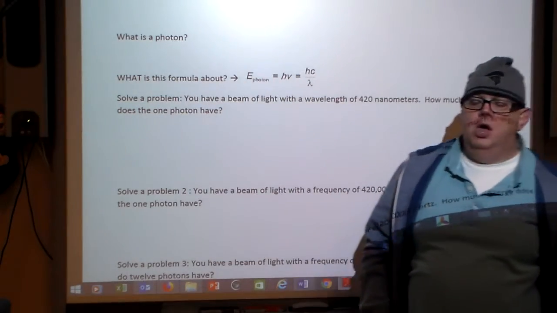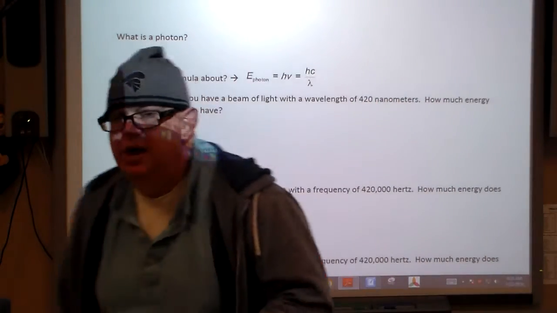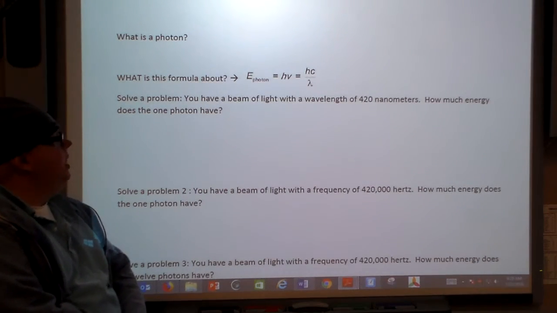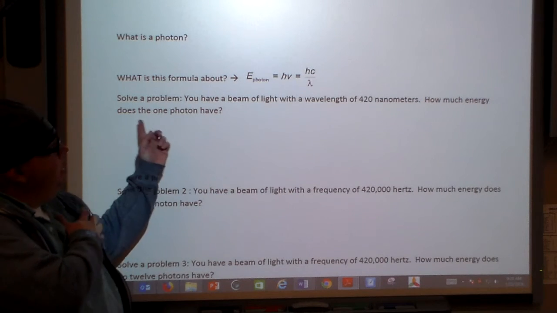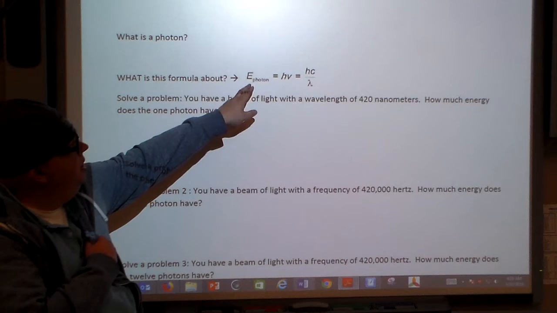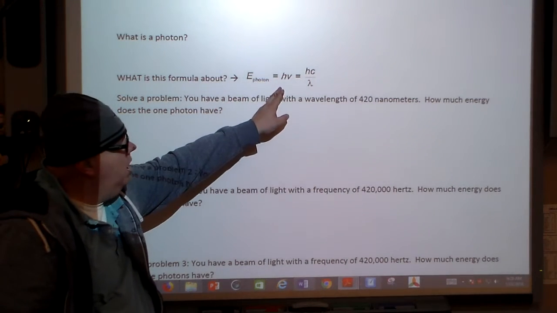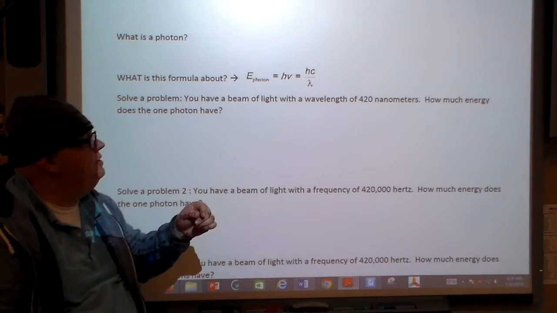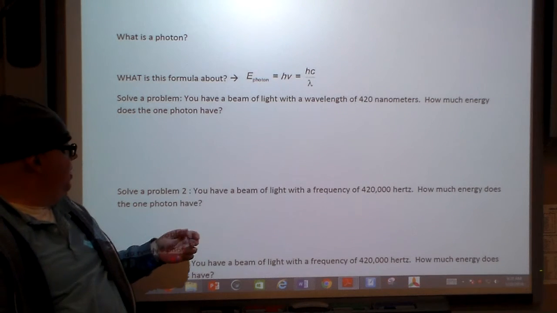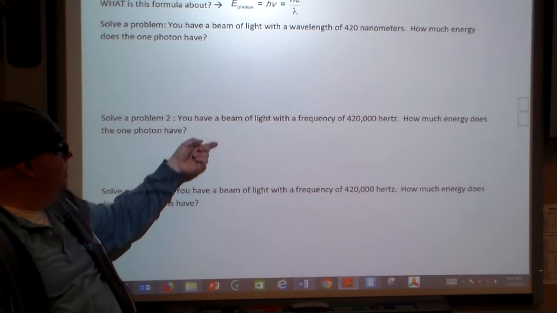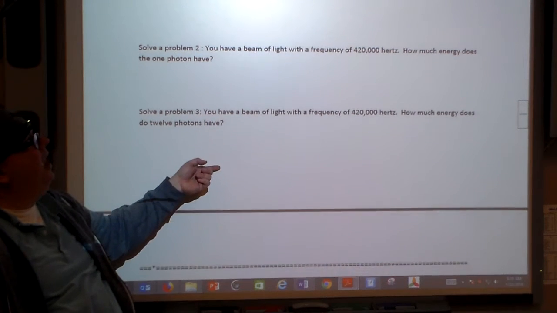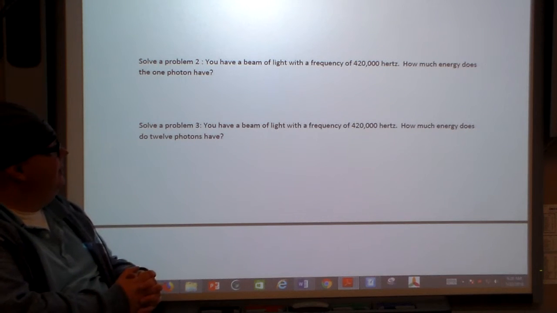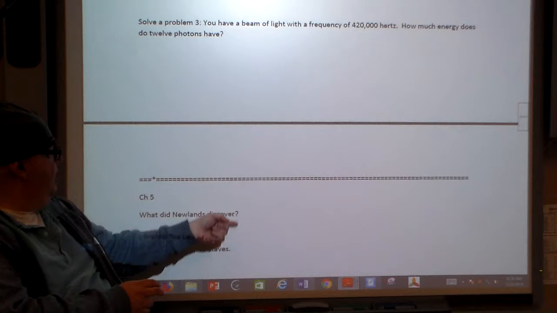What is a photon? The best way to describe a photon is a packet of energy. We get bombarded by photons all the time. When we solve a problem like this formula here, the energy of the photon is equal to Planck's constant times the frequency, which is also equal to Planck's constant times the speed of light divided by the wavelength. So we have an idea. It's not so much a question of how much energy that one photon has, but what happens when you have lots and lots of photons hitting? So you have a bunch of problems there.